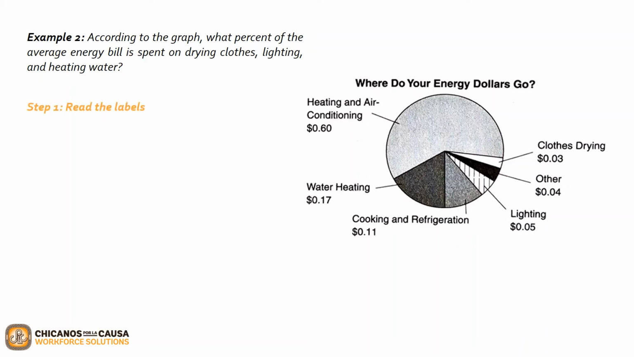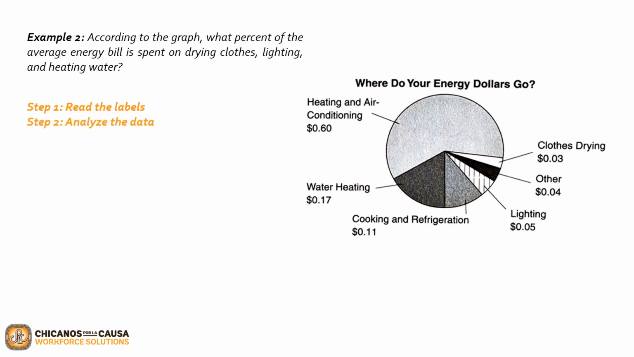So step 1, read the labels. These particular labels are heating and air conditioning, water heating, cooking and refrigeration, lighting, other, and clothes drying. Now, if you look at the dollar amount listed under each of those labels, you'll notice that it's actually in cent form. But if you were to add all those together, it's equivalent to a single dollar, which is really important that you keep in mind.